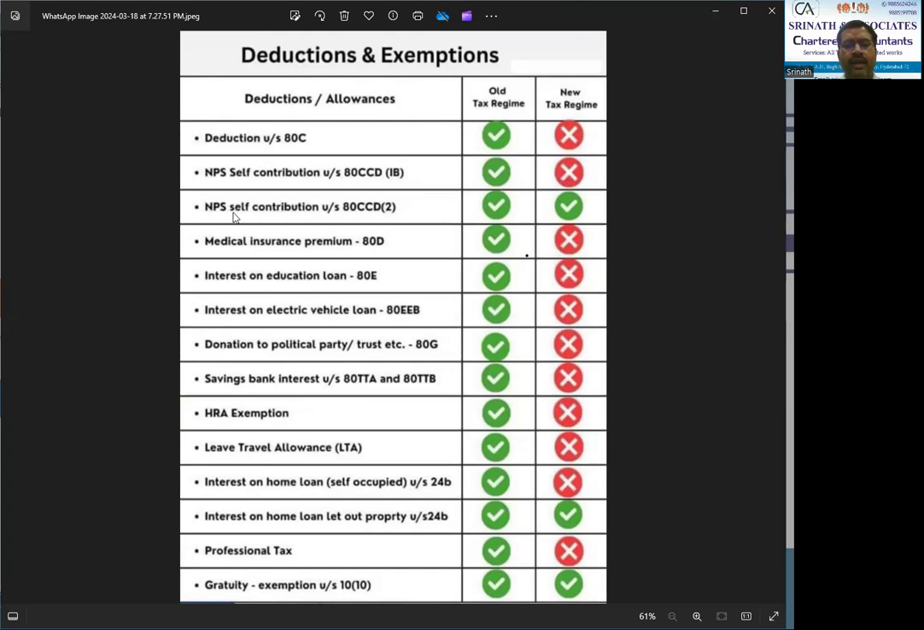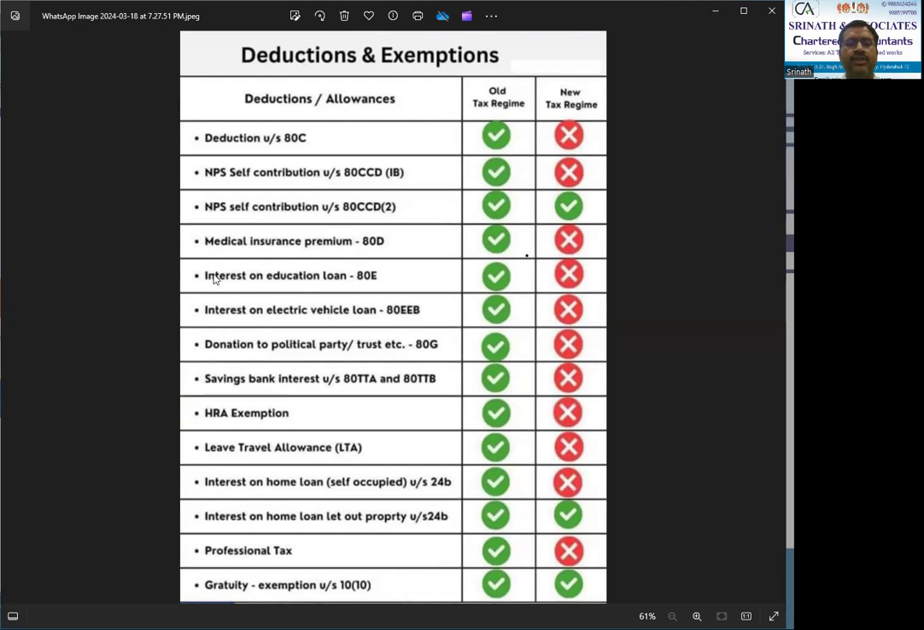Similarly, deduction under section 80CCD subsection 2, that is your contribution made by the employer to the National Pension Scheme or notified pension scheme, is available both under the old scheme as well as the new scheme. Then comes your deduction under section 80D. Deduction under section 80D talks about medical insurance premium, which is available only under the old scheme, but not under the new scheme.